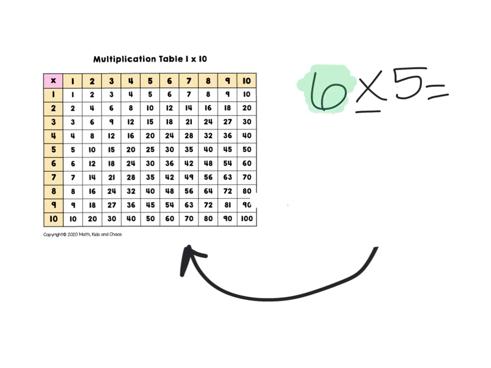So I'm going to find my 6s. I'm going to go from the side. I'm going to find my 6s row. There's my 6s. And I'm going to count 5 times across. 1, 2, 3, 4, 5. So 6, 12, 18, 24, 30. 6 times 5, or 6 5 times, equals 30.